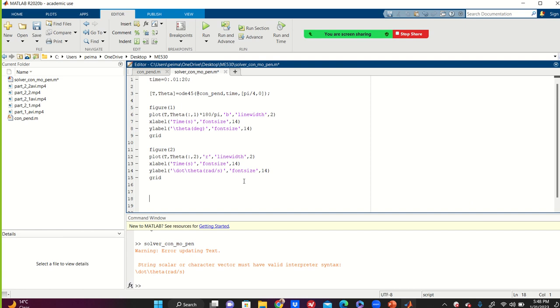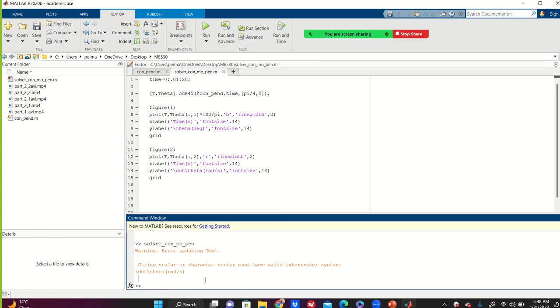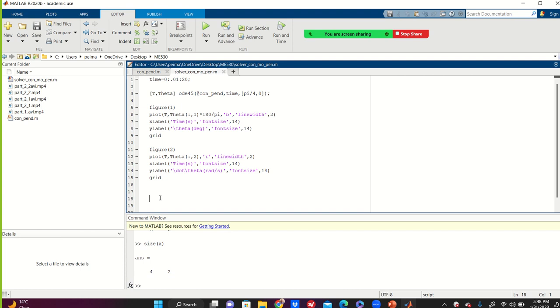First, there's a command in MATLAB with the name of size. If x is this, and I say size of x, it gives me 4 and 2, meaning it has 4 rows, 2 columns. So I'm going to do size of theta 1. I want to see, based on this time scale that I developed, how many rows and columns this angle of the pendulum has.